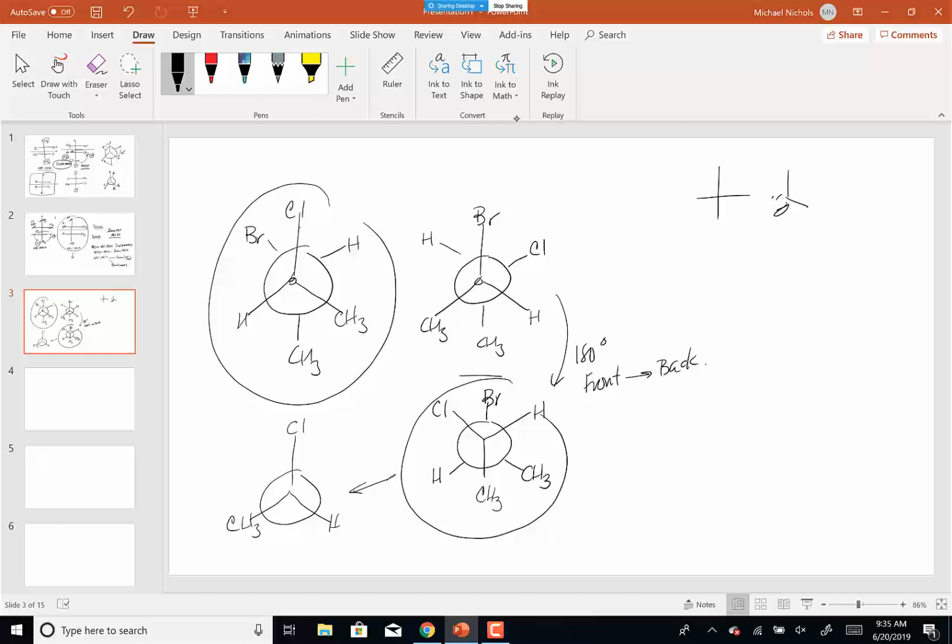And what do I need to do with the back carbon? How about I just rotate the bromine over here and then bring the methyl group up and bring the hydrogen down, so now it's in the same orientation. So now I could make the comparison. Maybe. So now are we in a position to compare front to front and back to back?